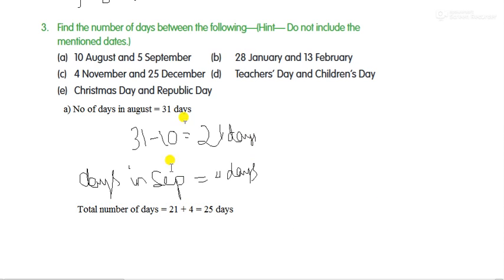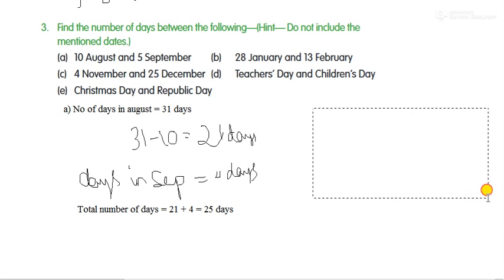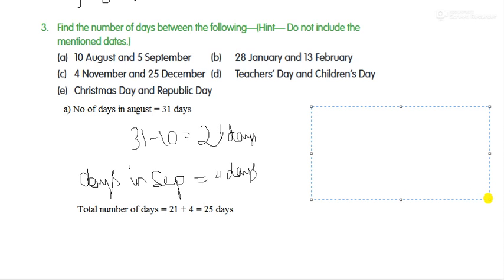Next, the B bit is 28 January to 13 February. So here the number of days in January, I am not writing the full, is 31 days. They have given 28, so 31 minus 28 is 3 days.